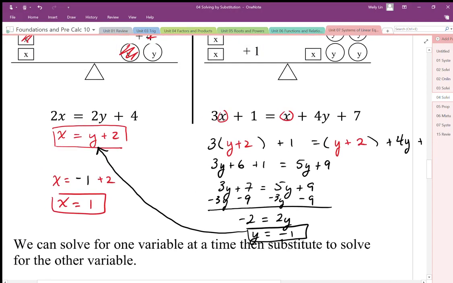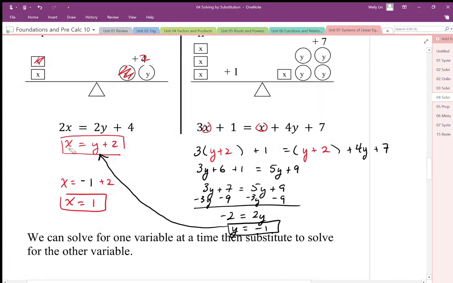So basically what we're doing is making one equation equal to one of the variables, and we're going to substitute that variable into the other equation. We can't substitute into the same equation, it has to be the other equation. What ends up happening is we eliminate a variable, and we just have an equation with one variable which can be solved.